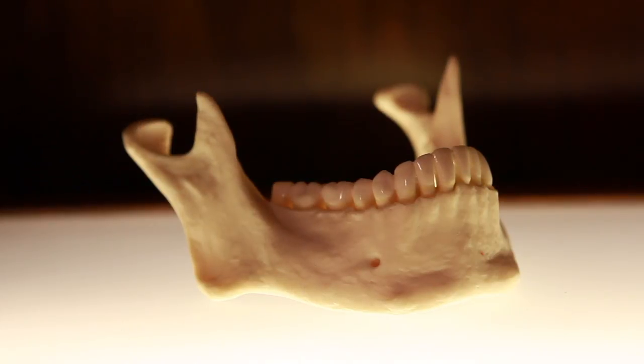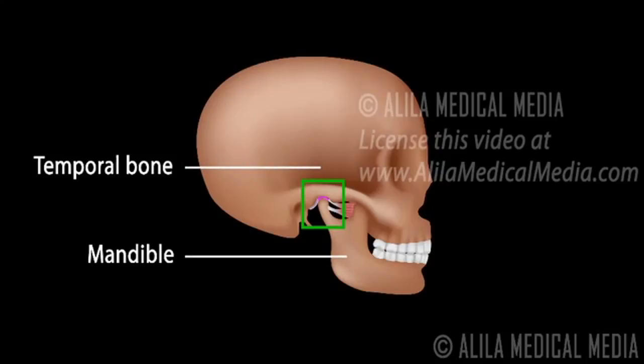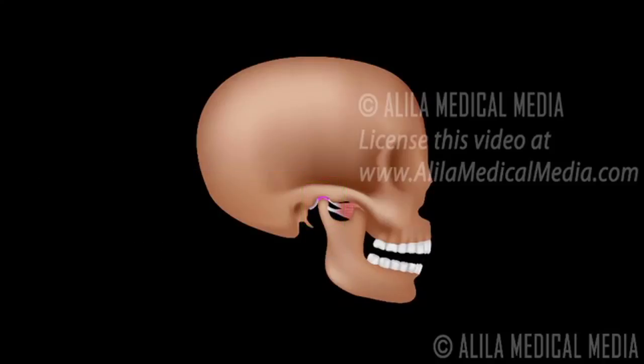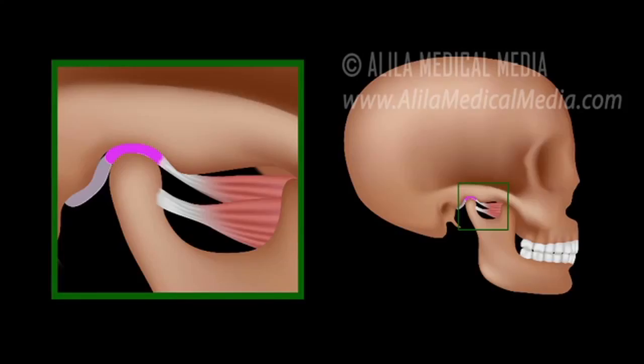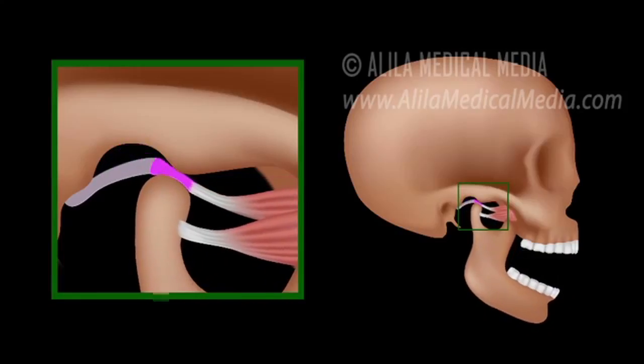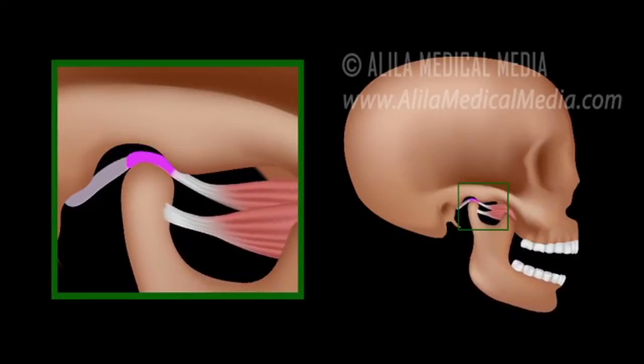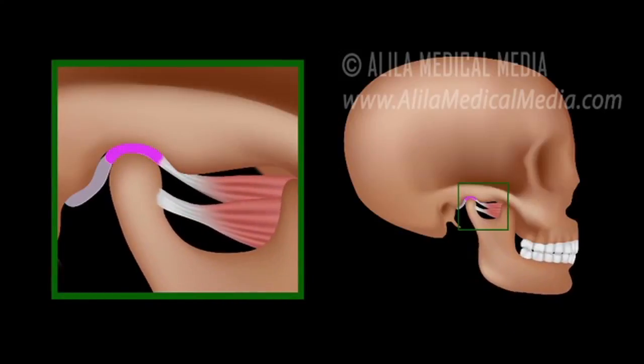The mandibular condyles articulate with the mandibular fossa of the temporal bones to form the temporomandibular joint, commonly referred to as TMJ. TMJ is classified as both a hinge and a gliding joint. This mobile joint is a synovial joint, which allows movement of the lower jaw, making talking and chewing possible.